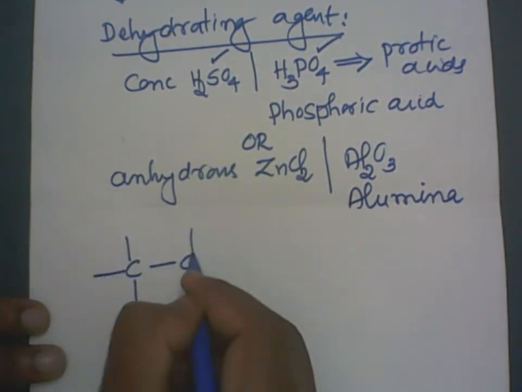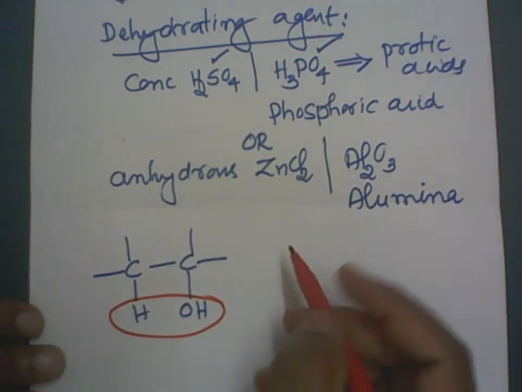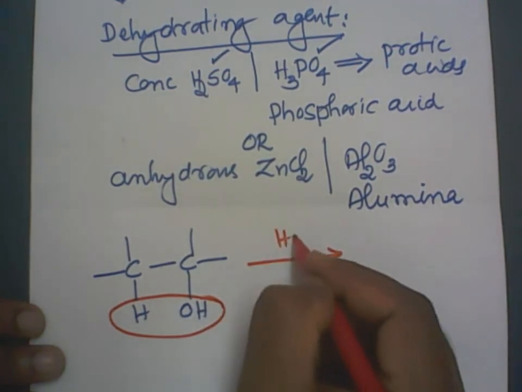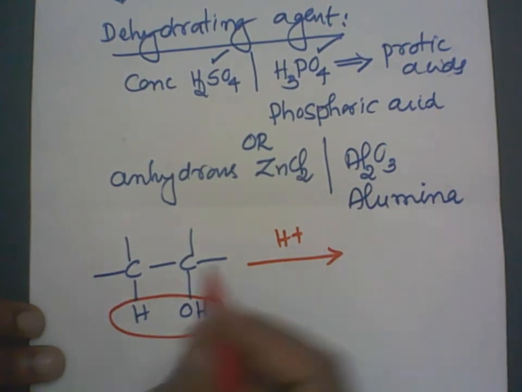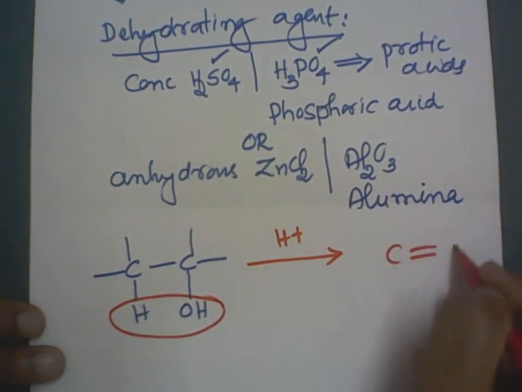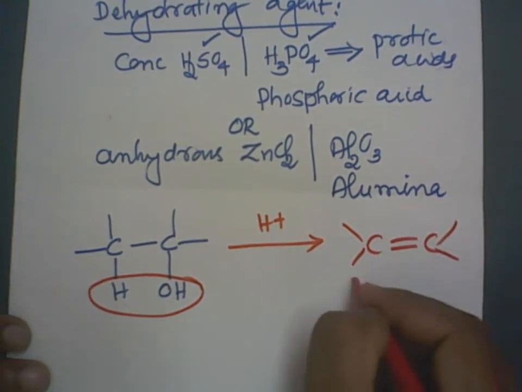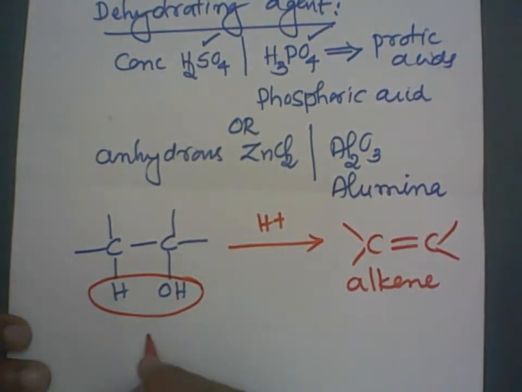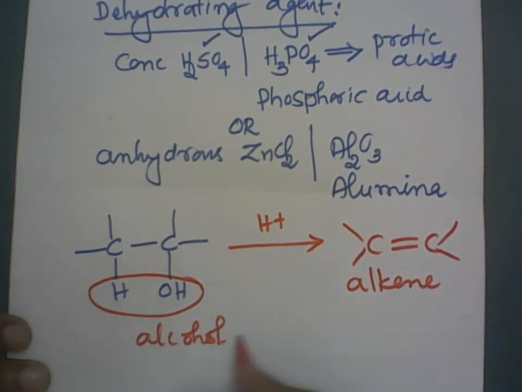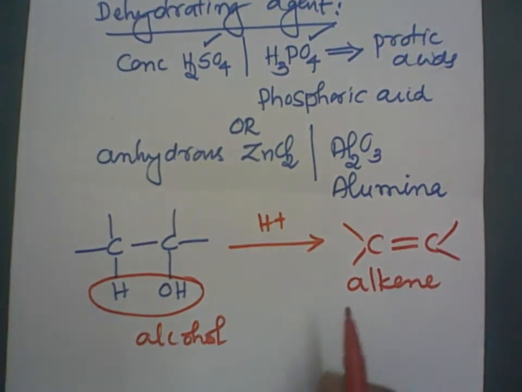Remaining valency, the valence of carbon is 4. Clear? Now remove a water molecule using a dehydrating agent. So let me write H plus, concentrated sulfuric acid or phosphoric acid, to give... So when you remove this, I'll get a carbon-carbon double bond. So what is the product we are going to get? In general we get alkenes. So alcohols can be converted into alkenes using concentrated sulfuric acid or phosphoric acid.